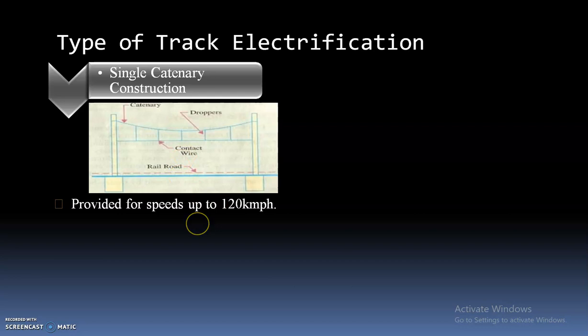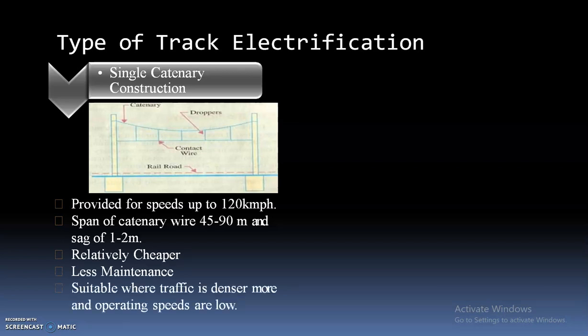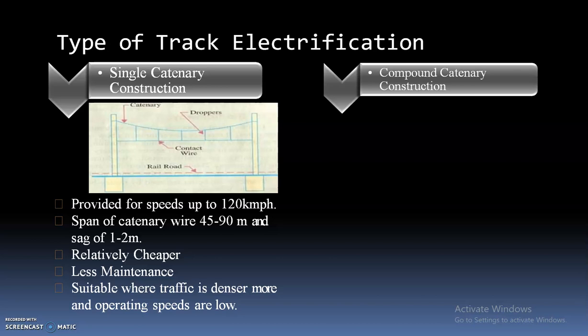Provided for speeds up to 120 kilometers, a span of nearly 45 to 90 meters with a sag of 1 to 2 mm. Relatively cheaper and less maintenance, and suitable where traffic is denser and operating speeds are low.